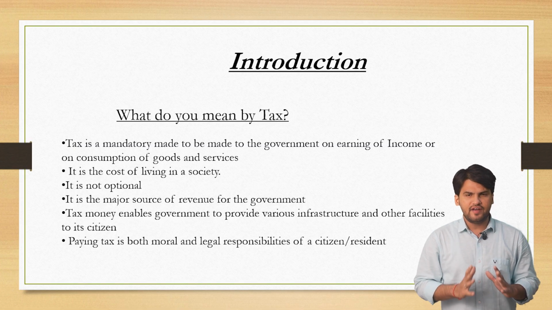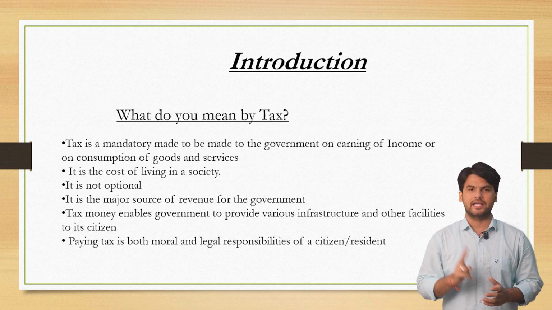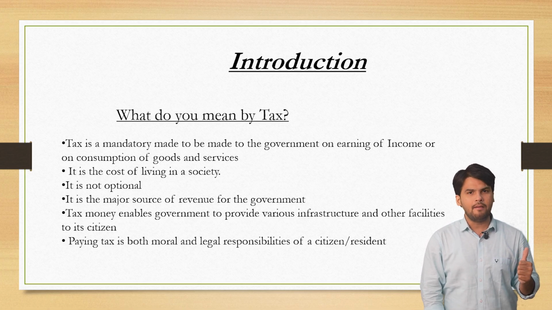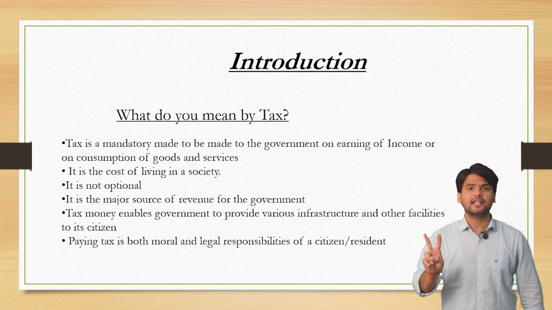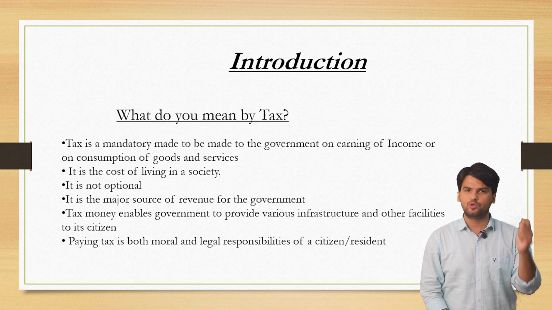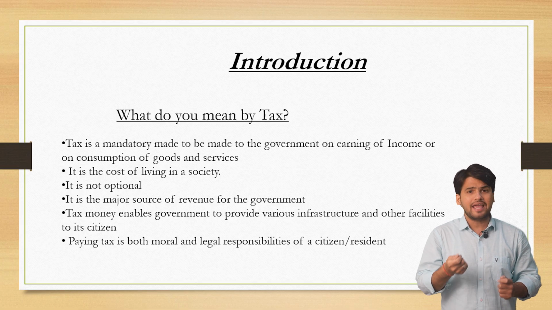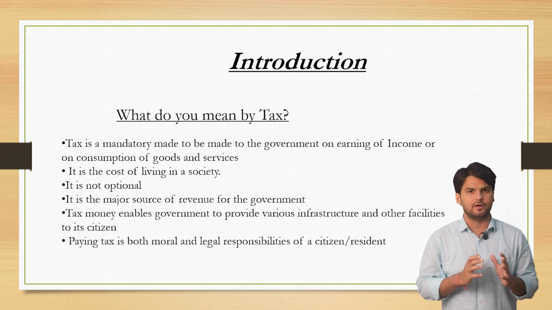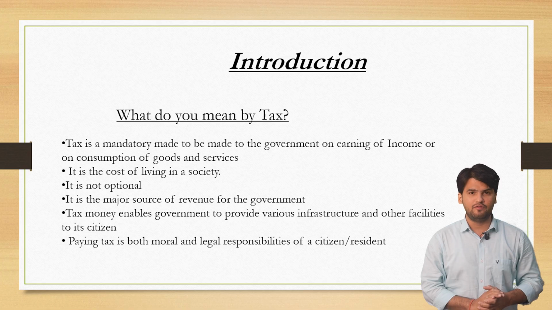Friends, tax is a mandatory payment that we make to the government on two things. First is earning of income and second is consumption of goods and services. Okay, so these are the two points of taxation. When a person earns income, that person has to pay tax, and when the person spends that money on buying goods or services, that is also when the person needs to pay tax. It is a major source of revenue for the government.